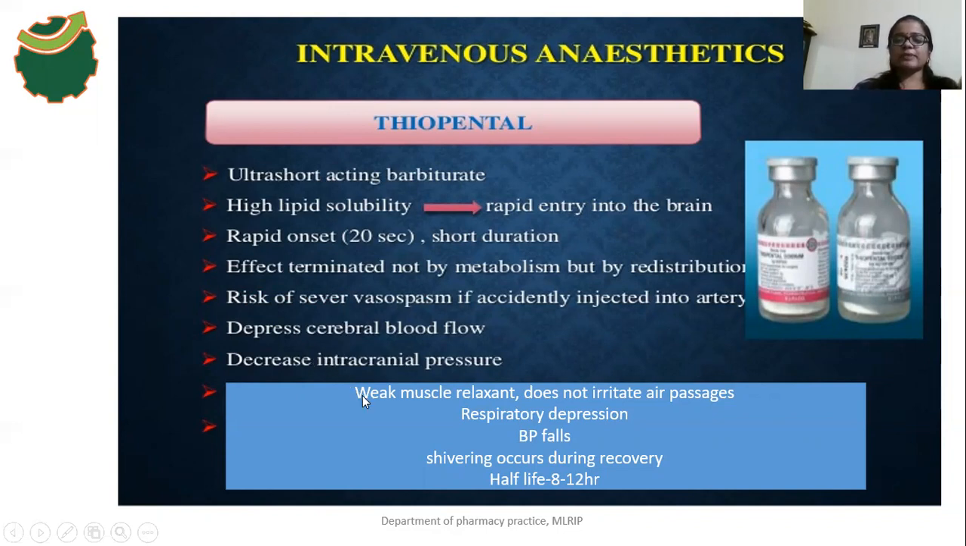This drug may cause a weak muscle relaxant effect and does not irritate the air passages. It causes respiratory depression, and BP also falls immediately after injecting this drug. Shivering occurs during the recovery phase, and the half-life of this drug is 8 to 12 hours.